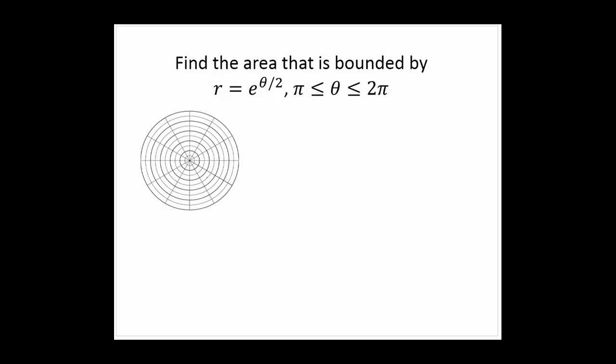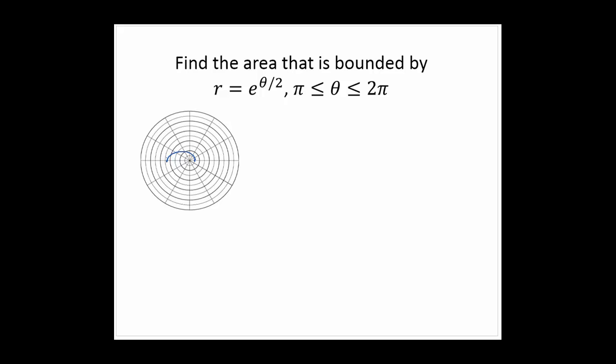And so if theta was 0, we'd have e to the 0, which is 1, so let's just say that be this point. And then if theta was pi, we would have e to the pi over 2, which is about 4.8. 1, 2, 3, 4.8, so that's about here. And we get a curve that's something like this.